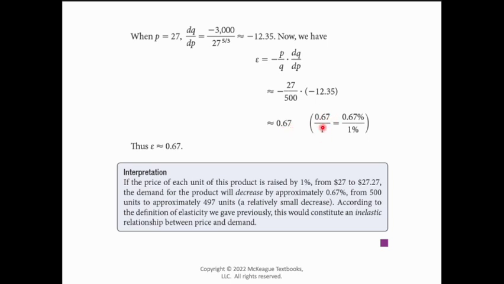So if we write this over 1 so that we can make our comparison, remember what the elasticity of demand is. This is the percent change in demand when the price increases by 1%. So when we interpret this, I would read this as when the price goes up by 1%, the demand is going to decrease by 0.67%, which is a very small change.